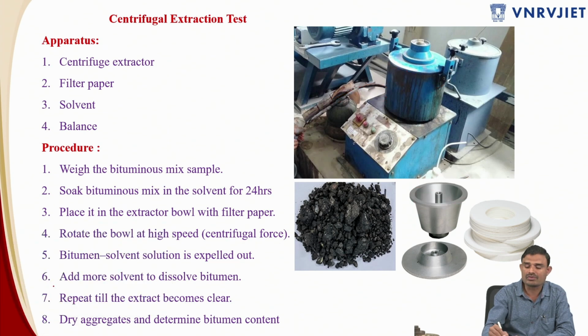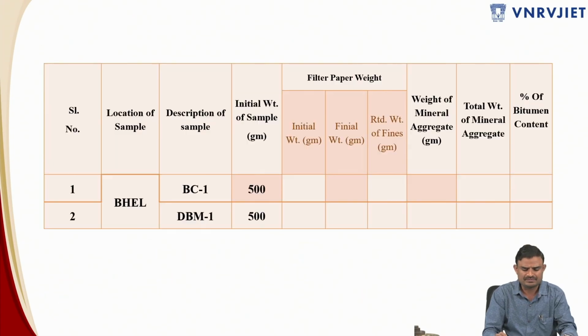And after that, whatever aggregate is present inside, after bitumen extraction, the bitumen solvent has come outside, so there will be only aggregate present inside the bowl. So you have to take this bowl outside, and the material inside the bowl has to be transferred into some tray and oven dried. So you oven dry this material, and then you take the weight of that aggregate. Then you'll come to know how to estimate the bitumen content.